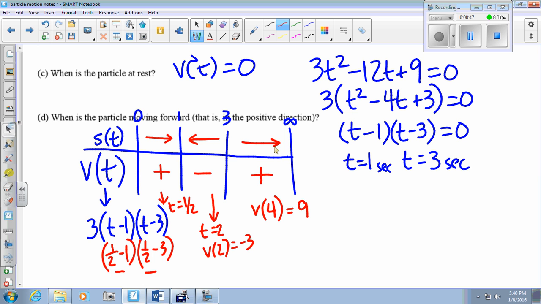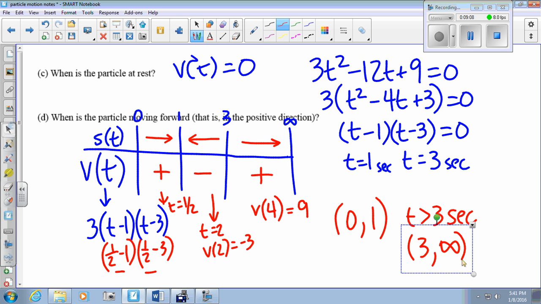So this particle is moving forward or in the positive direction from 0 seconds to 1 second, and from when t is greater than 3. Or you could write that as 3 to infinity. Okay, so we have two intervals when our particle is moving forward. From time 1 to time 3, our particle is moving backward or to the left.